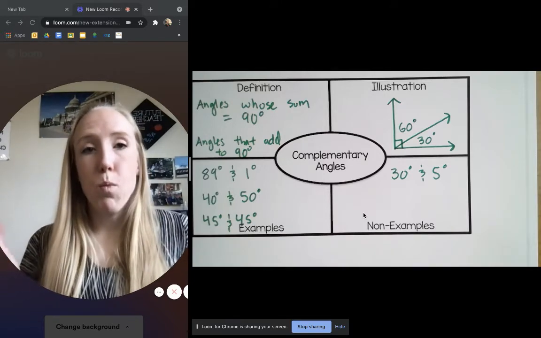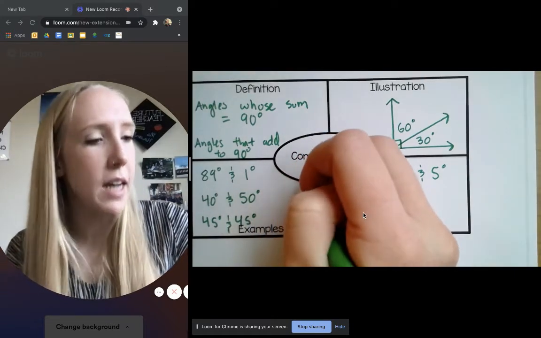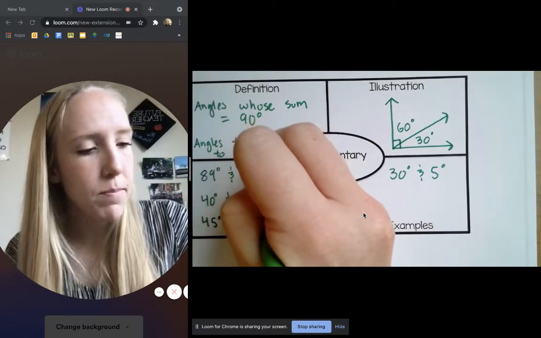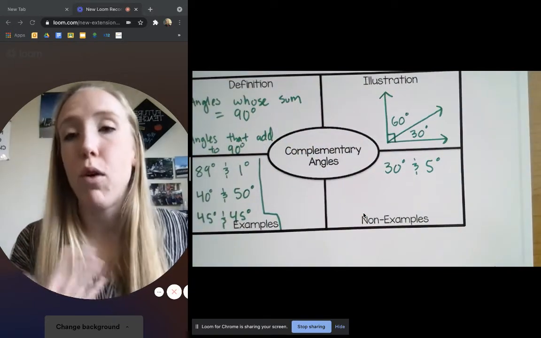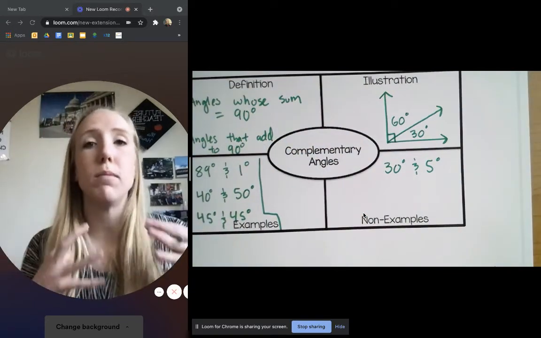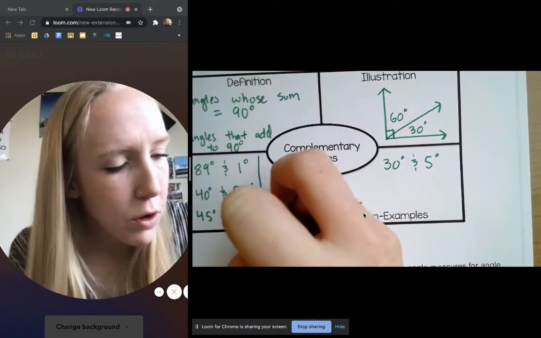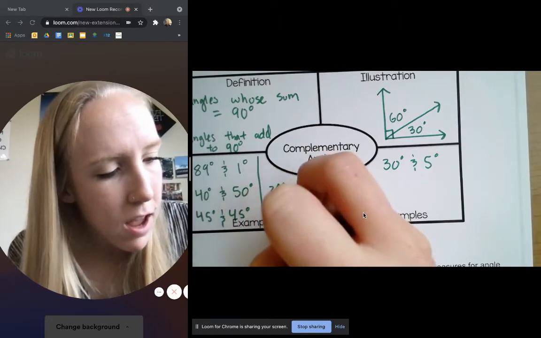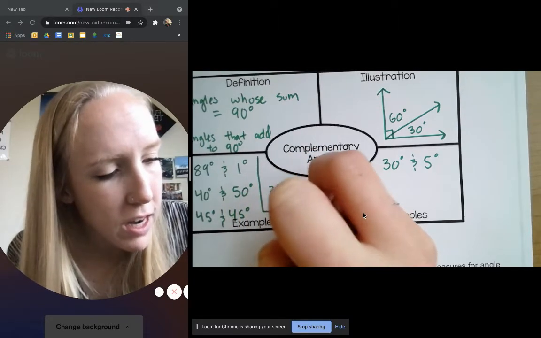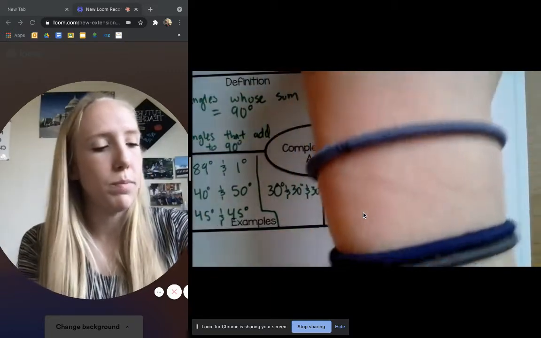So we know complementary angles are angles that add up to 90 degrees. And one other thing I want to add in examples is that you could have 3 angles or 4 angles that are complementary, as long as all of them together add to 90 degrees. So you could have 30 degrees and 30 degrees and 30 degrees, and those 3 angles are complementary. So you can have more than just 2.